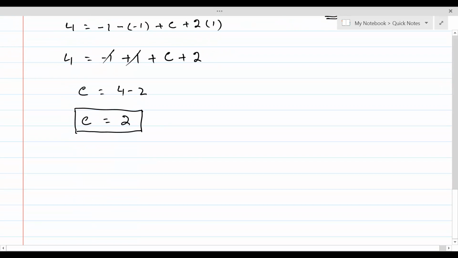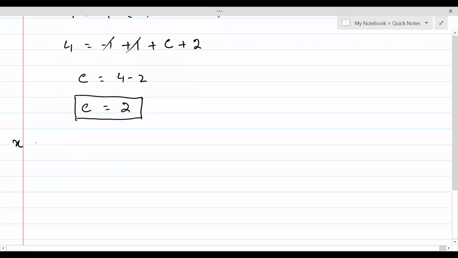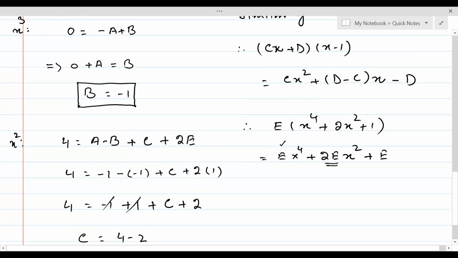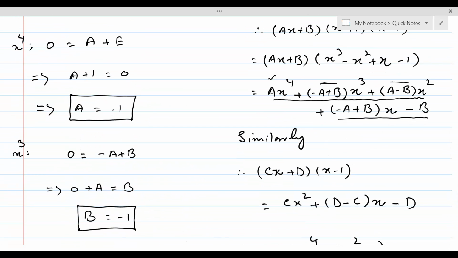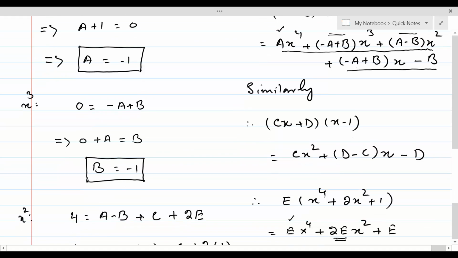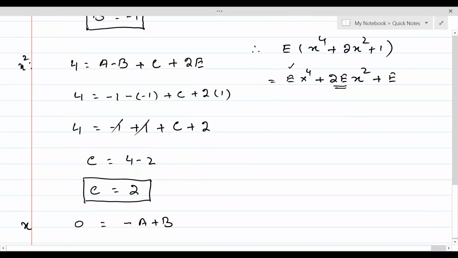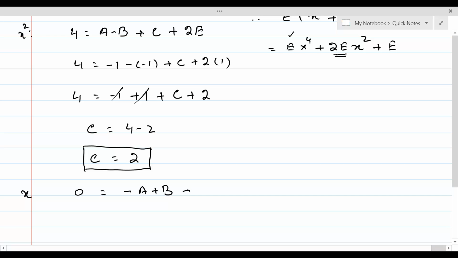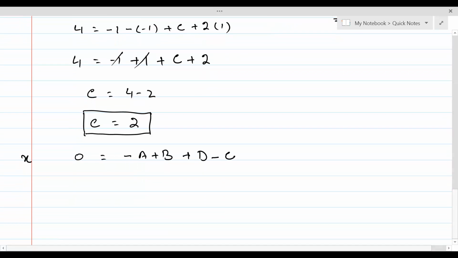Now we will compare coefficients of x. There is no x on the left side, so 0 is equal to, from the first term, the coefficient of x, which is minus A plus B, and in the second term, the coefficient of x is D minus C.